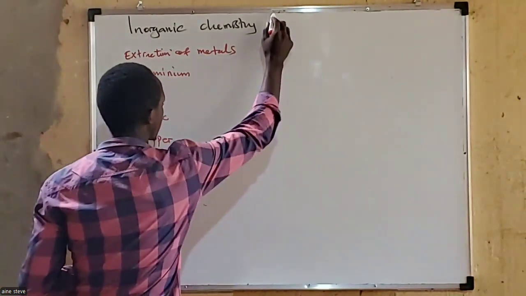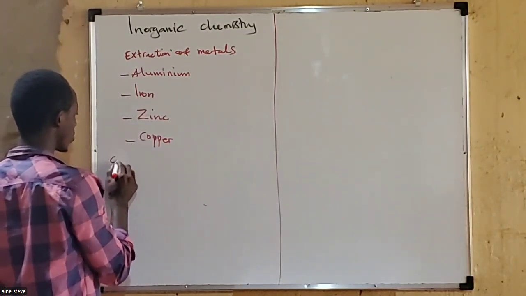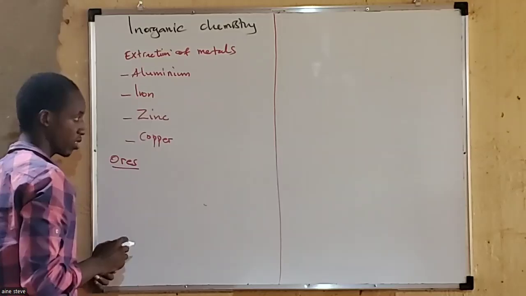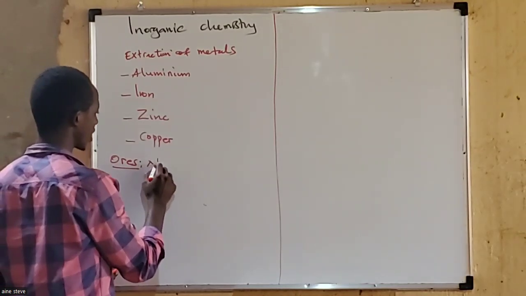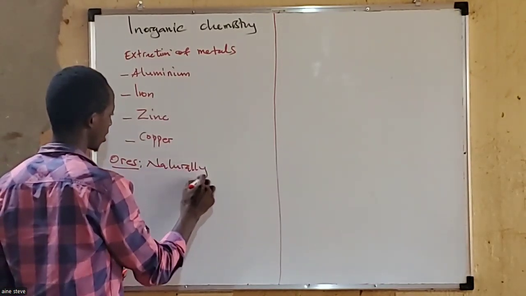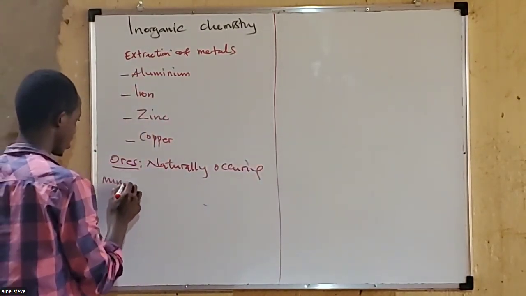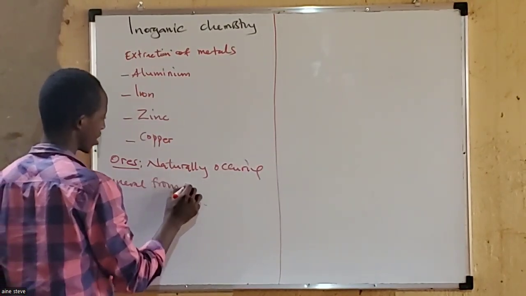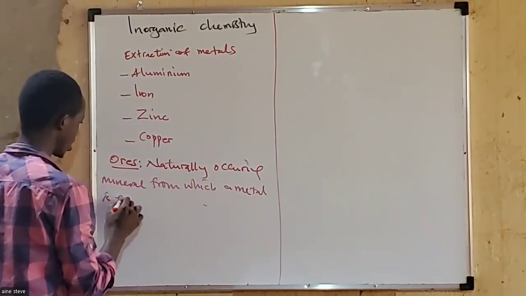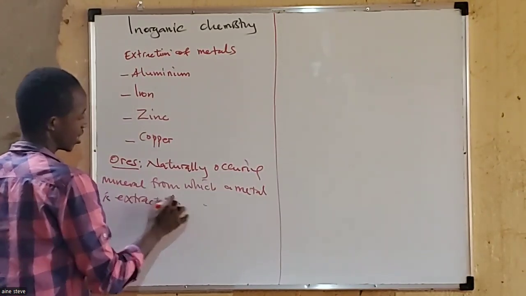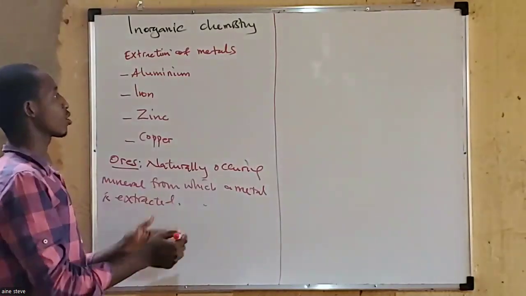And you are aware that metals are extracted from what we call ores. So you need to know what is an ore. An ore is a naturally occurring mineral from which a metal is extracted. Remember, all these metals, they have got their ores from which they are extracted.